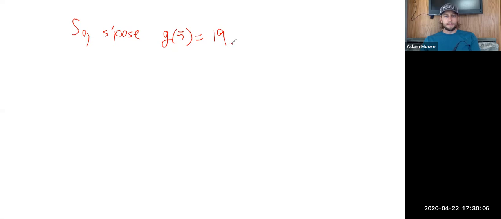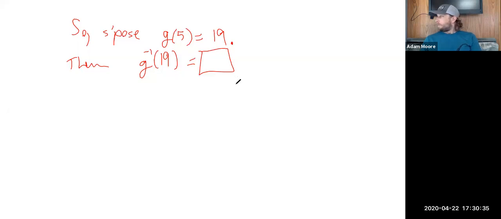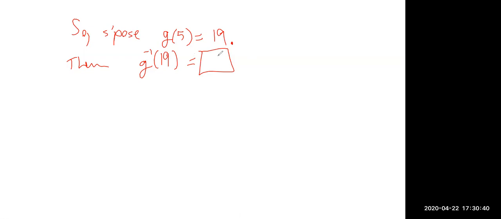Then they'll ask you this. They'll say, suppose that's true. Then riddle me this. G inverse of 19 equals what? And that's all they'll ask. But I feel like you guys can handle this. If g of 5 is 19, then g inverse of 19, if I plug a 19 into the inverse of it, what should I get out of it? Five. Yes, we'll totally get a 5 out.